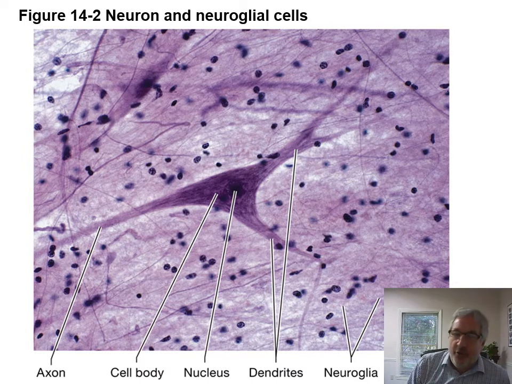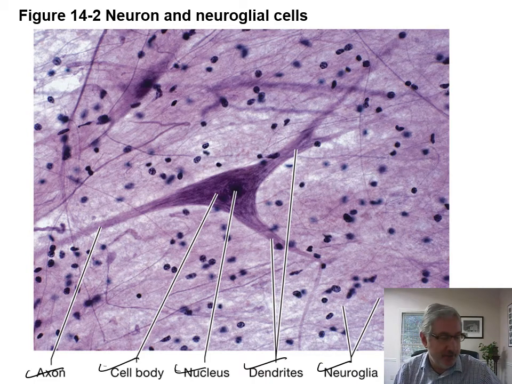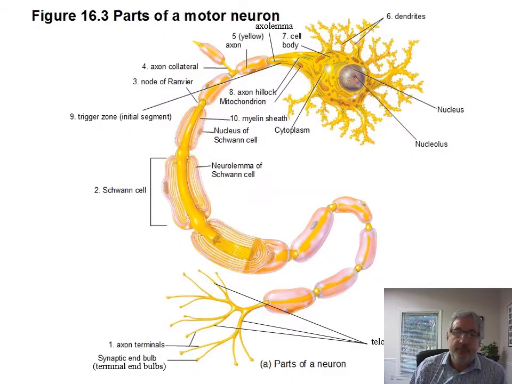So we have a neuron and neuroglial cells. We have the cell body, the nucleus, dendrites, neuroglial cells, and then we have your axon. This is magnified 400 times. It's a figure out of your book, figure 14.2 on page 298. So, next slide.